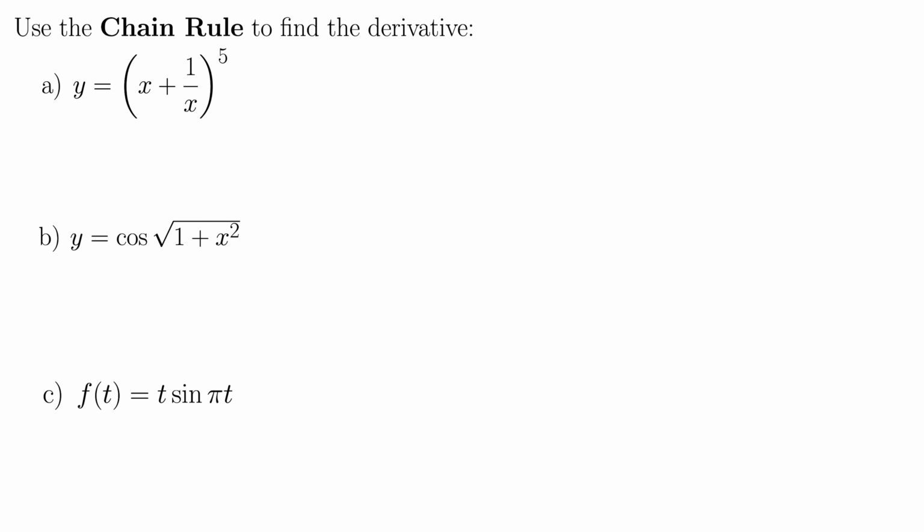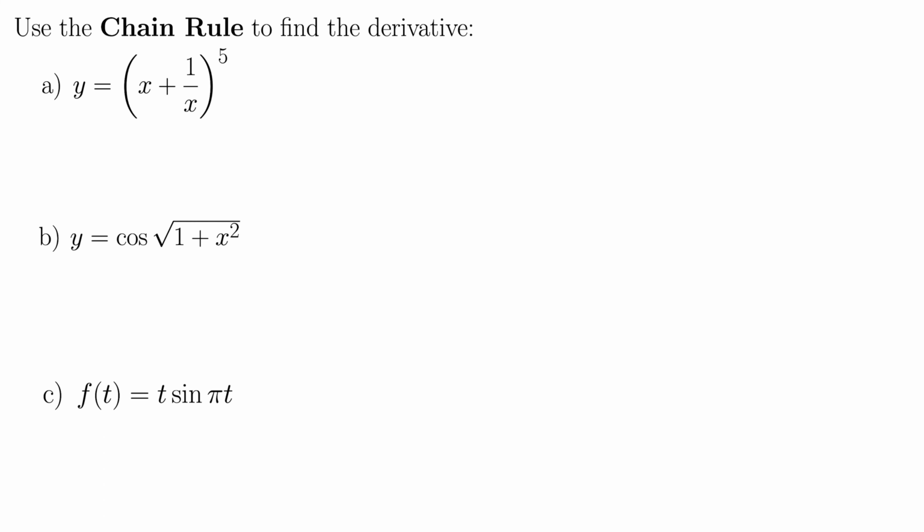Here we are asked to use the chain rule to find the derivative, and we're given three examples. The first one, part A, is y equals the quantity of x plus 1 over x all to the fifth. So this here is classic chain rule because we see one function clearly embedded inside of another.